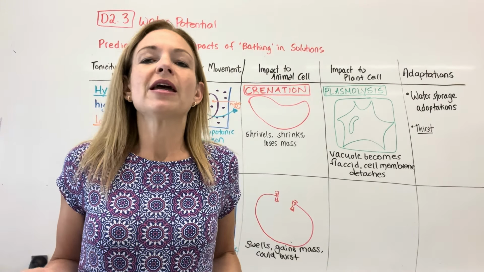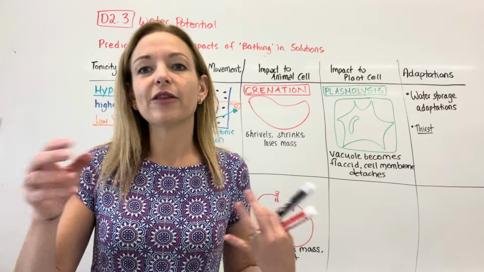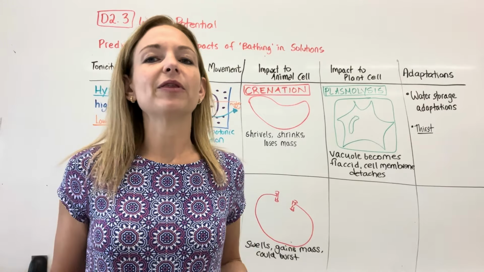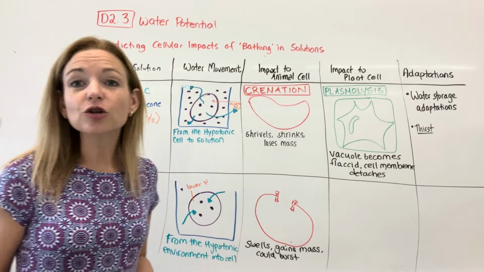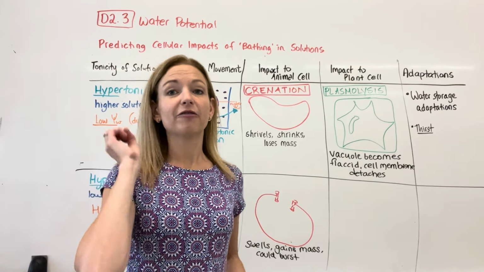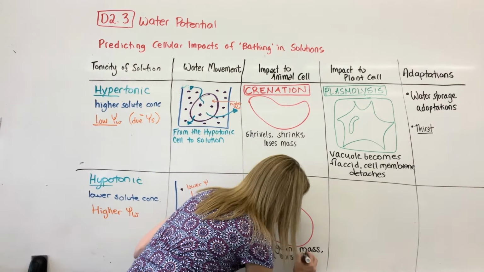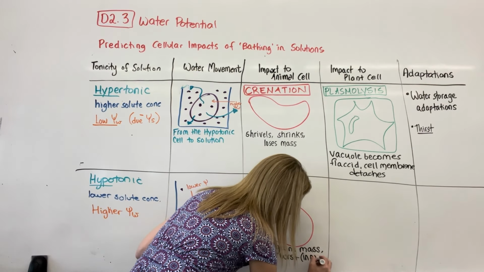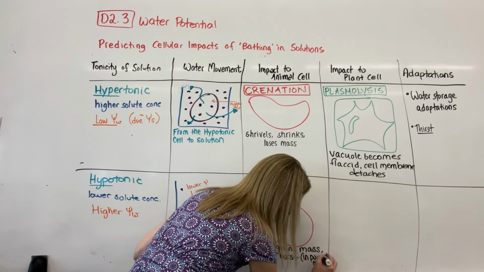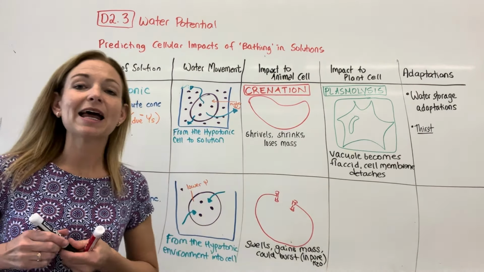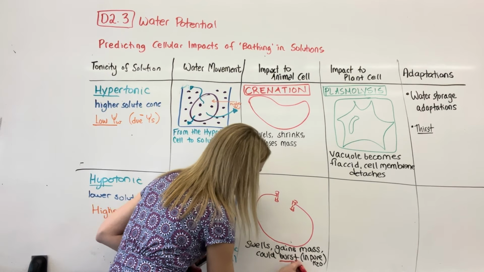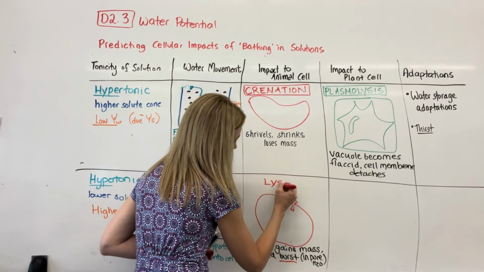So in pure water, essentially, for an animal cell, there's no way for it to end up with an equal water potential because it's just going to keep going in from the hypotonic pure water. So in pure water, it would definitely burst. If it was a hypotonic solution that didn't have as big of a concentration difference, it might just swell. If it does burst, our vocab term for that is lysis.